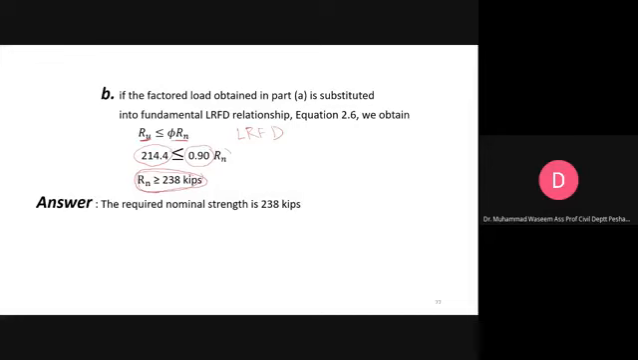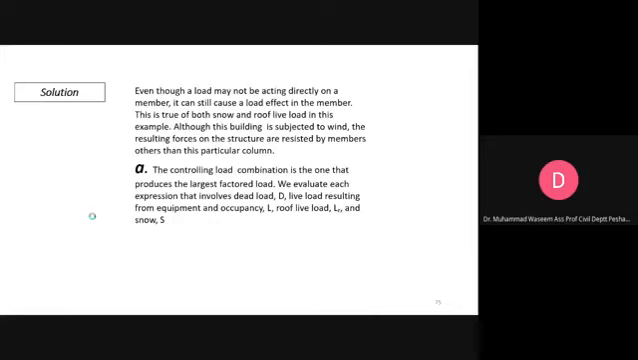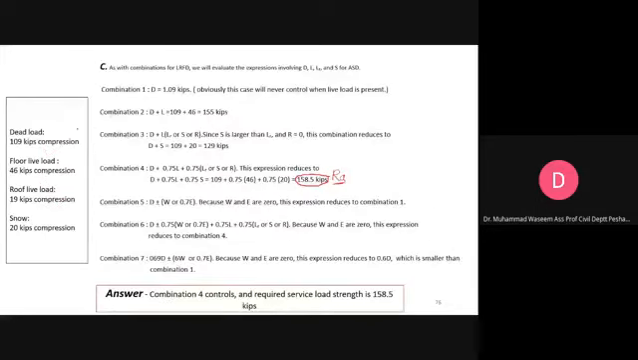Now if I go back to this example again, it is asking the same thing in case of ASD. This was in the case of LRFD, and this is in the case of ASD. If you go through the slides, you have to refer to the code. It will give you certain combinations. Now you have to see which combination is giving you the maximum value, and this maximum value will be your required strength.